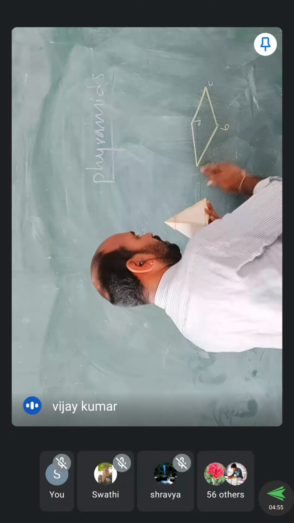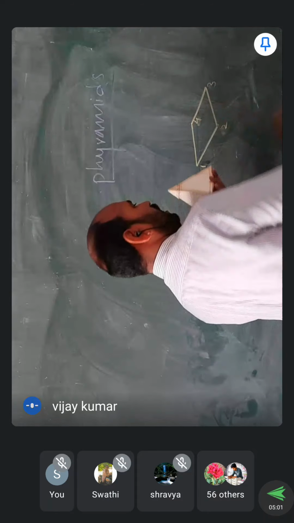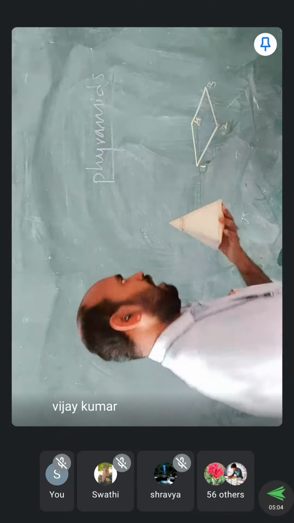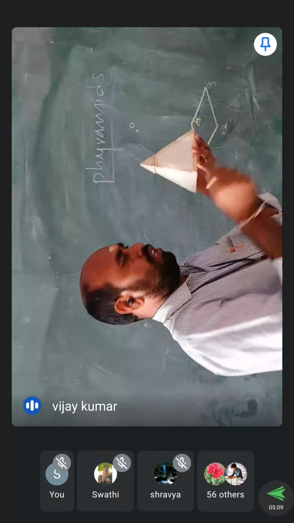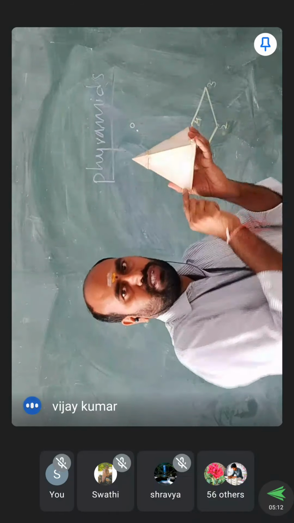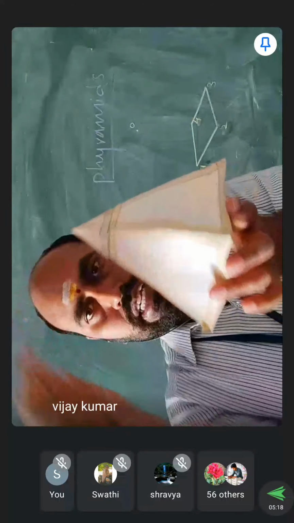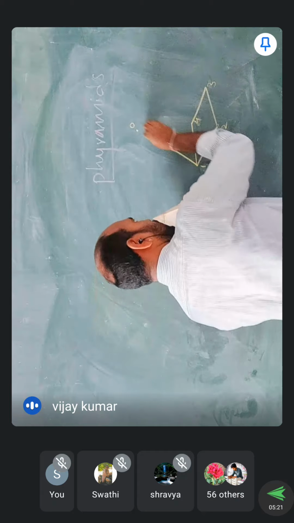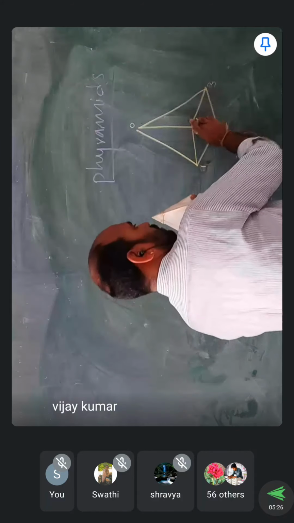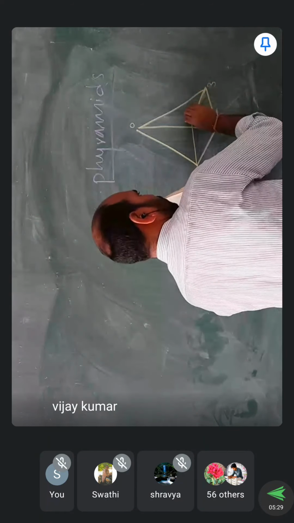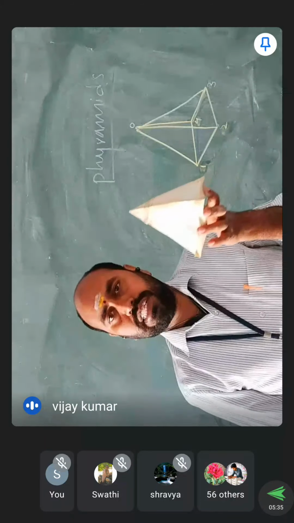The base may be represented with A, B, C, D, or 1, 2, 3, 4. Convenient numbering is given for the base. And there is a topmost point that is represented with O. This point is O. All the corners of the base are joined to this particular topmost point like this. We have to join all these points also like this. This is called a pyramid.